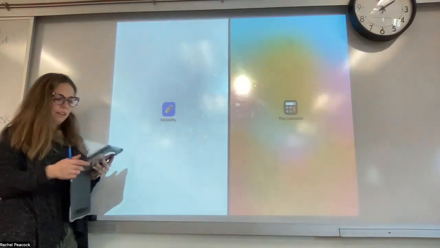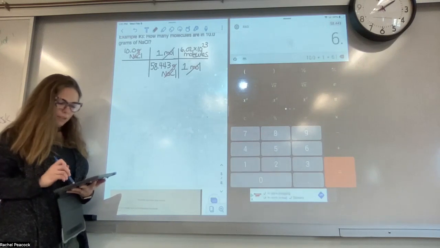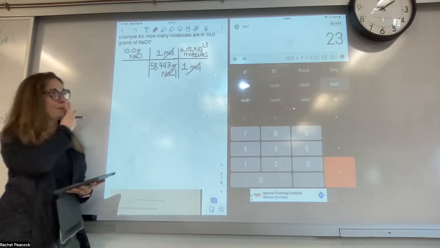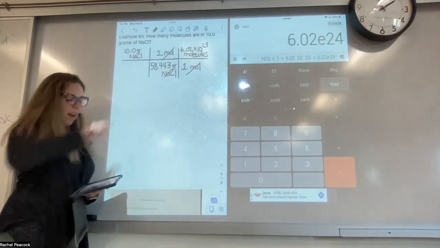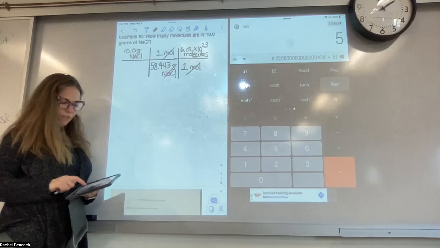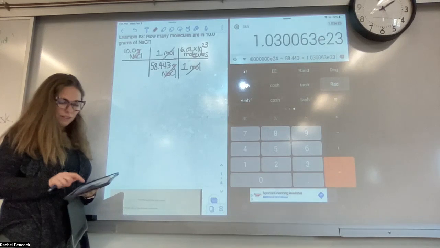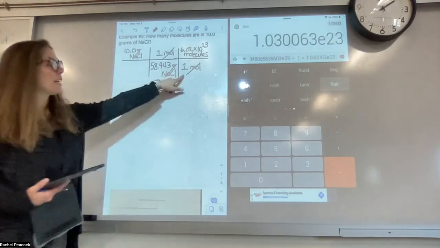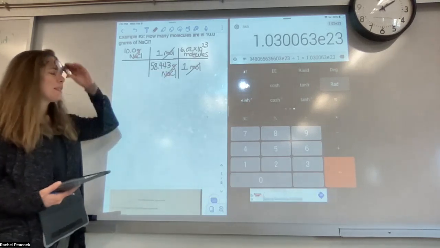All right. So 10.0 times 1 times 6.02. Gotta scroll back over. EE 23. So I just multiplied across. I'm going to hit equals. I'm going to divide by 58.443. I'm going to hit equals again. And I'm going to divide again by 1. I divide by everything individually on the bottom, just so you know. That way my order of operations doesn't get messed up.